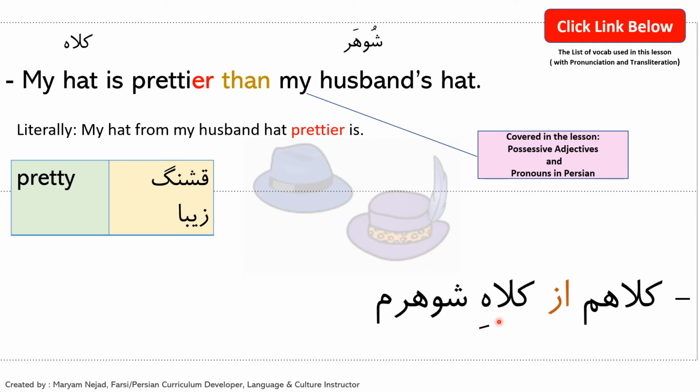کلاهم از کلاه شوهرم زیباتر است. And then the informal of زیباتر است is زیباتره. So the sentence in informal is کلاهم از کلاه شوهرم زیباتره.